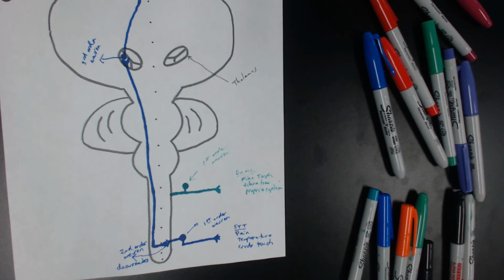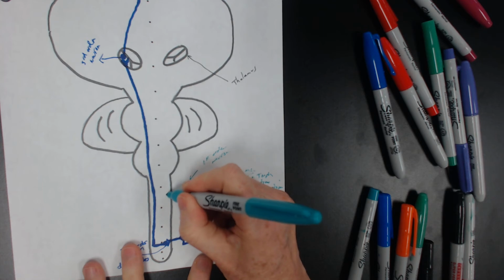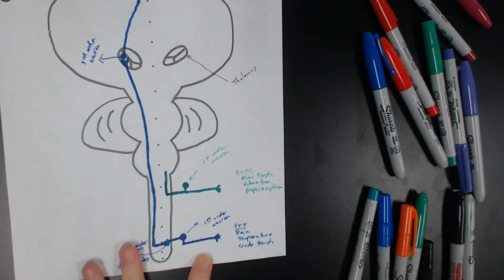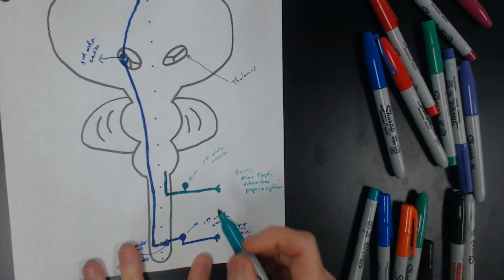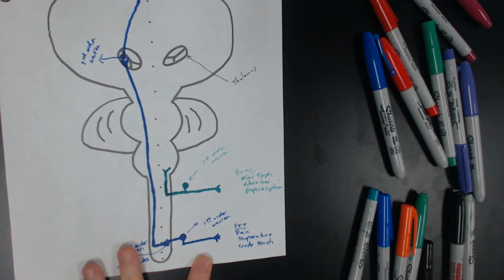Everybody got it? So everybody see where I am? Kind of putting things together a little bit. Now, in contrast to STT, DCML is just a little bit different. When it comes in, it is going to go straight up the spinal cord. It doesn't synapse anywhere in the spinal cord. Okay? It's actually going to synapse here in the caudal medulla.